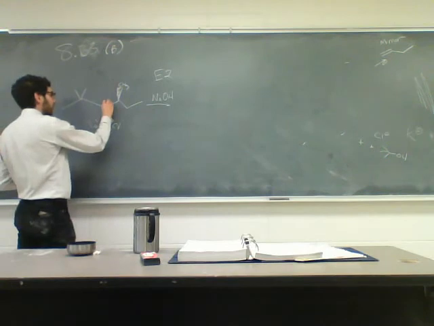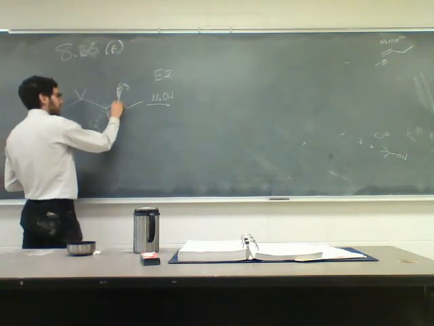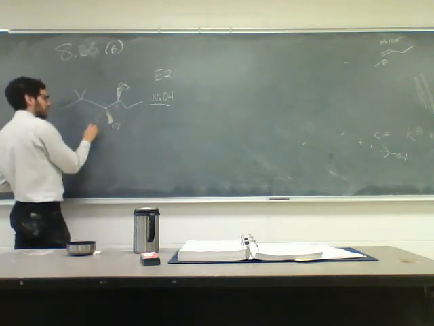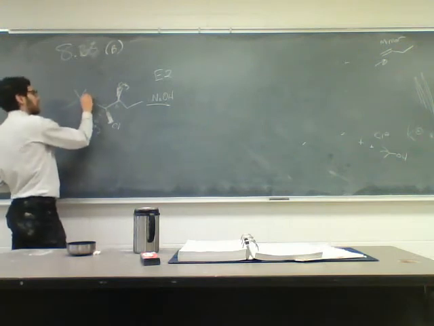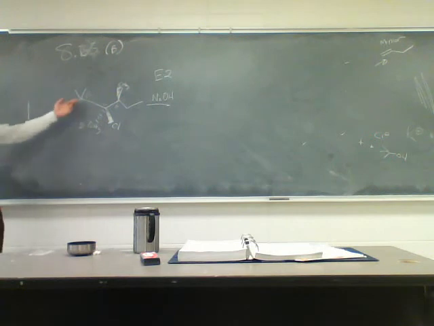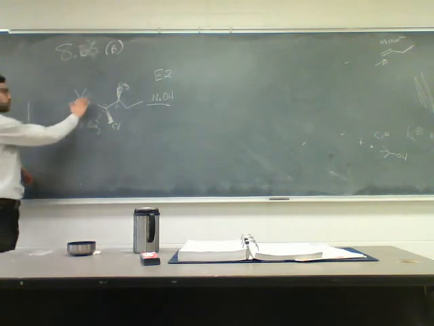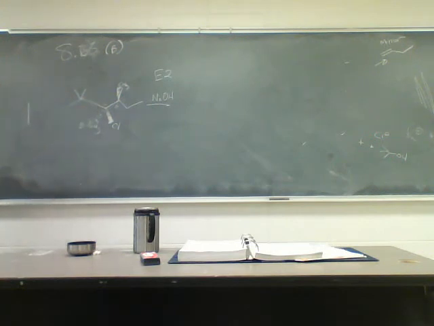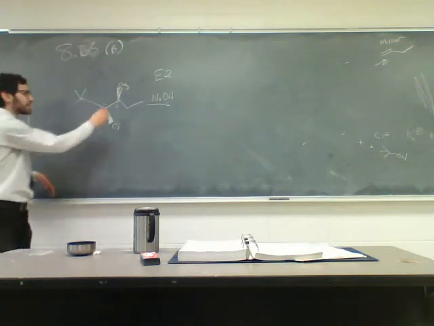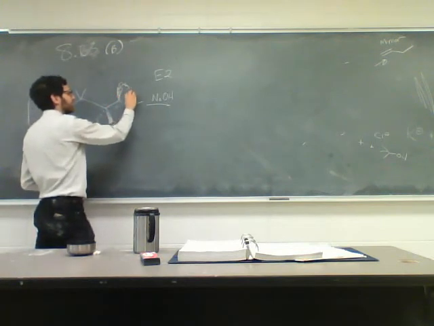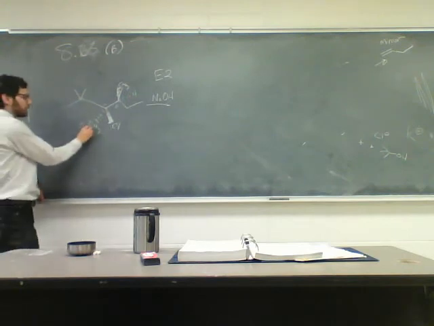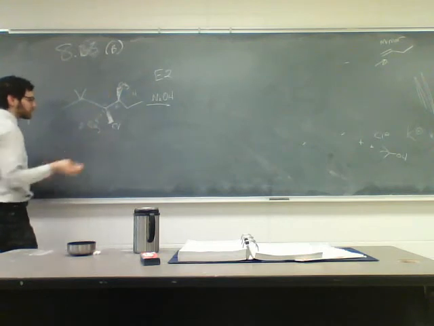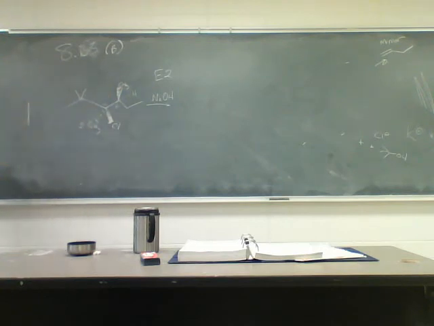So this is our alpha carbon. That makes this a beta carbon, this a beta carbon, and that a beta carbon. This beta carbon has no hydrogens on it, so let's not even worry about that one. This guy has a hydrogen on it, so it's good to go, and this one has a few hydrogens on it.